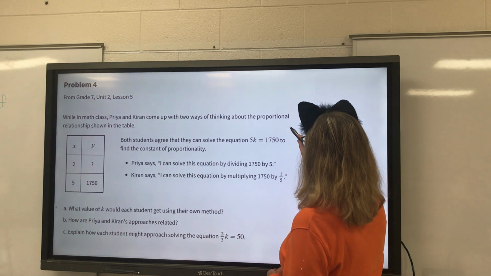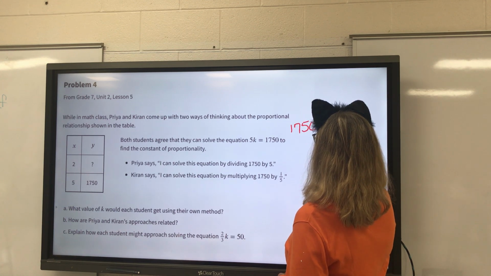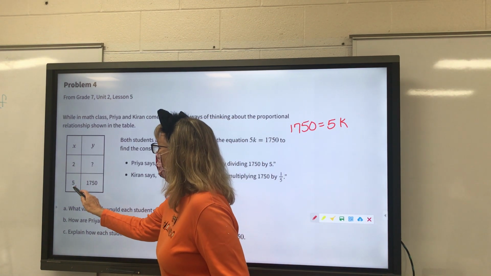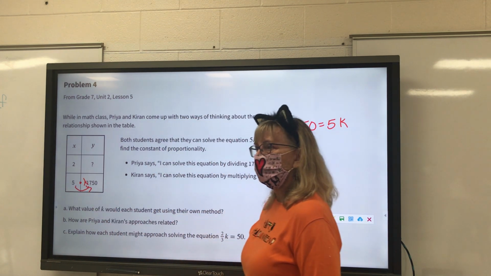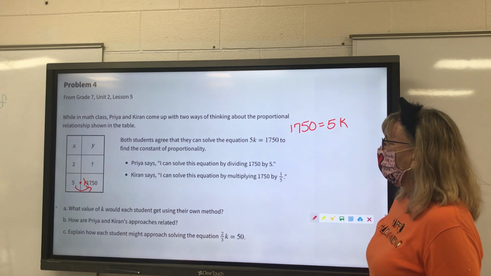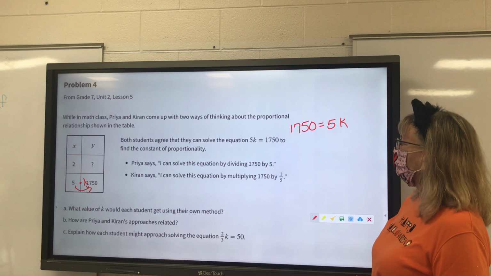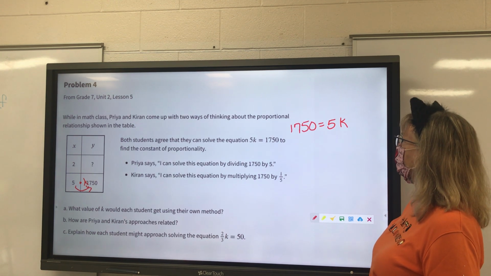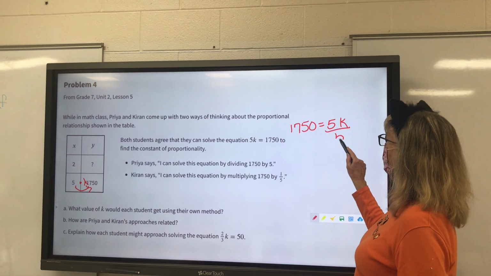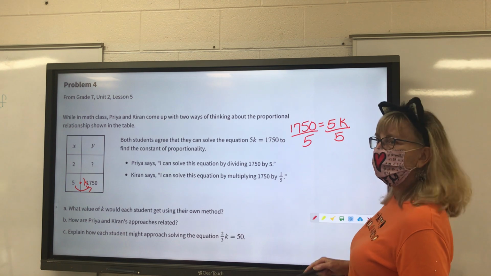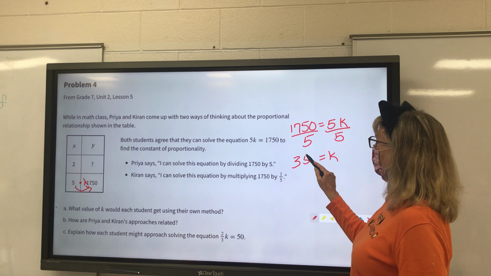Do you want me to write it the right way? I thought it was 5k, like 5,000. 1,750 equals 5k. And we're going this way. So k is what we're multiplying it by. Priya says, I can solve the equation by dividing 1,750 by 5. She says I'm going to take this and divide by 5. And she's going to get an answer. What did you say you got? 350. That's what Priya says.